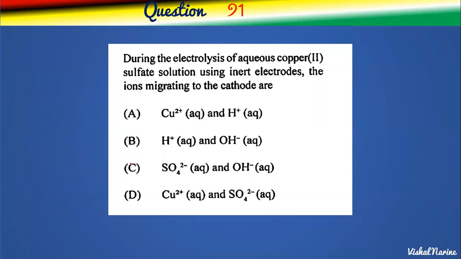Question 91, during the electrolysis of aqueous copper 2 sulfate solution using inert electrodes, the ions that migrate to the cathode are, so we would expect that it is the cations that will be going towards the cathode. So looking through here, this is wrong, this is wrong, this is wrong also. So we have the copper 2 plus and H plus ions.